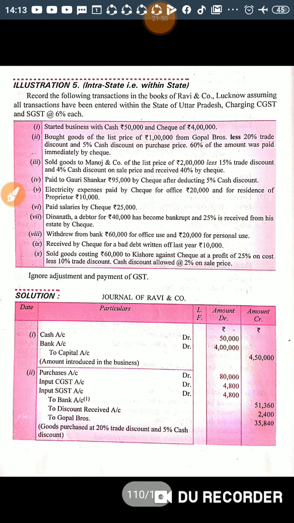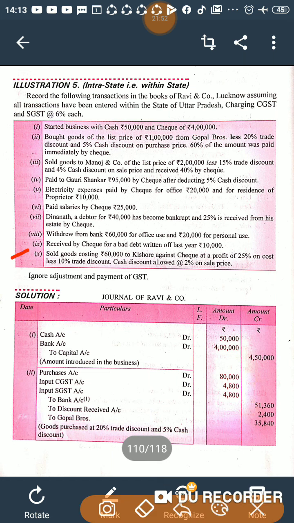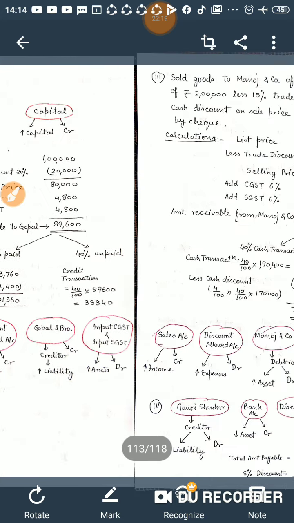Next. Received by check for a bad debt written off last year. So again, this is a transaction in which GST will not be charged. It is a bad debt recovered. Last year there was a bad debt which was written off, that is 10,000. Now it is recovered from the debtor, so it is an income for the business. So two accounts are involved.